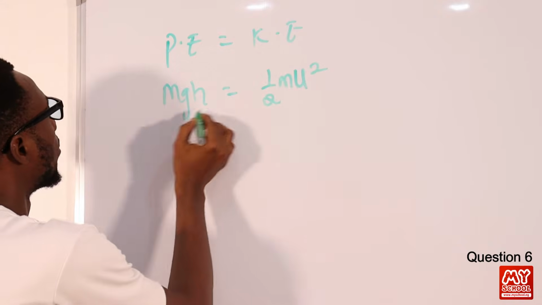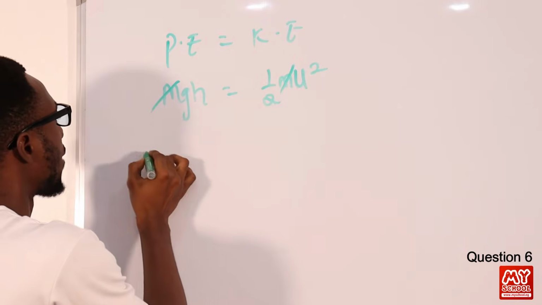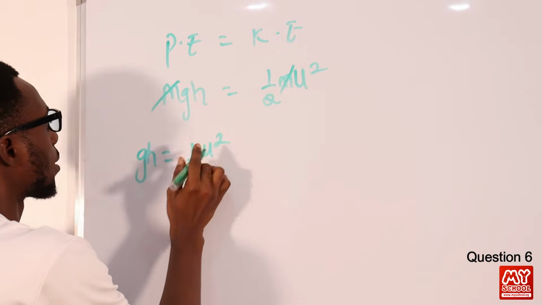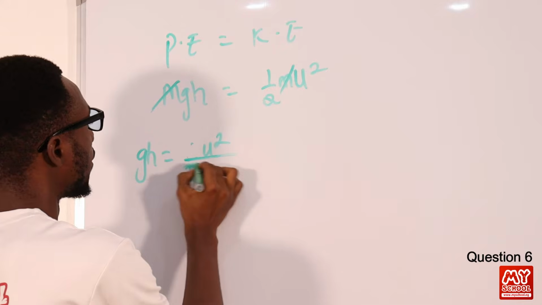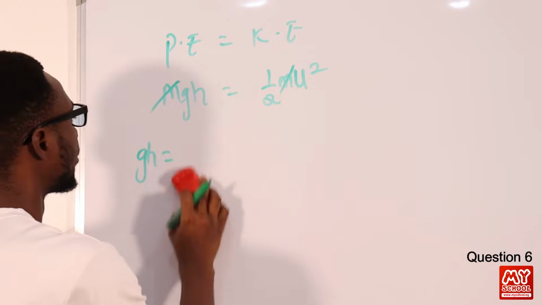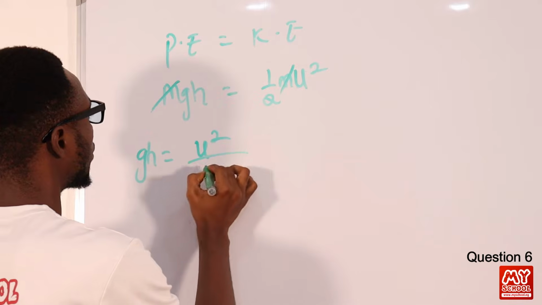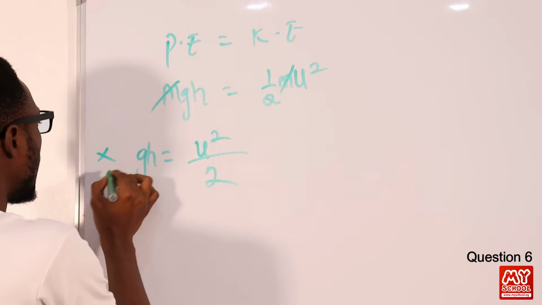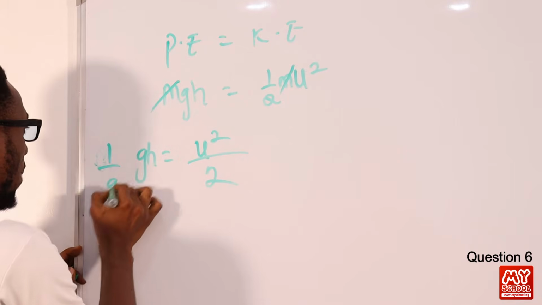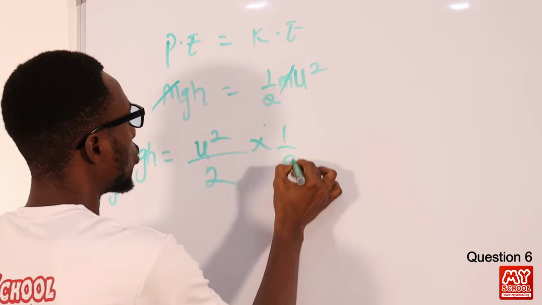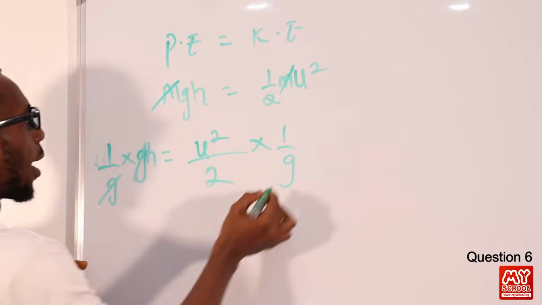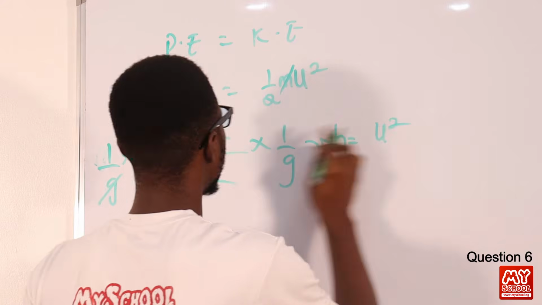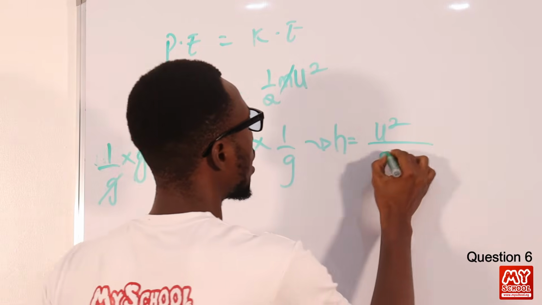Okay, so dividing both sides by m, this is gone. So I have gh equals half u squared. That is u squared times 1, so basically I can have u squared over 2. Okay, we are asked to make h the subject, so I can divide both sides by g, times 1 over g. So I have h equals u squared times 1, that is u squared, over 2 times g, that is 2g.